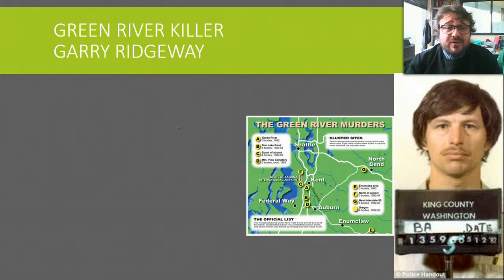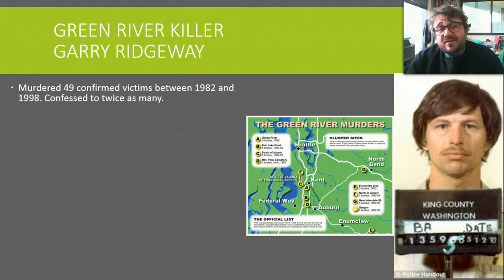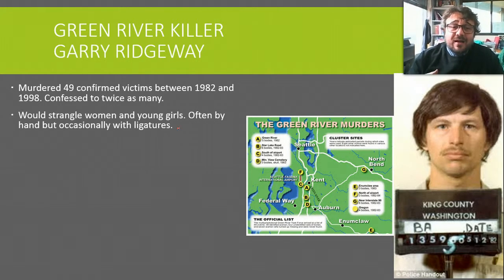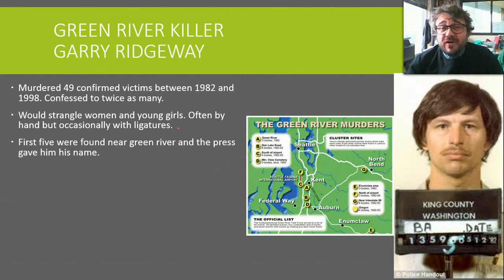All right, so let's have a look at the Green River Killer, or Gary Ridgway. He murdered 49 of his victims between the years of 1982 and 1988, and he confessed to twice as many. He would strangle women, prostitutes usually, or young runaway teenagers, often by hand and occasionally with ligatures. But this is not the physical evidence which became key to his conviction, or the deal he had to prevent the death penalty. The first 5 were found near Green River, and so that's this area here, and the press gave him his nickname.